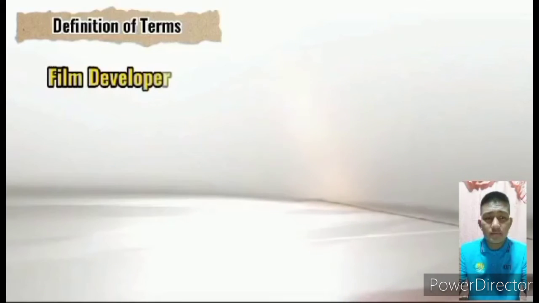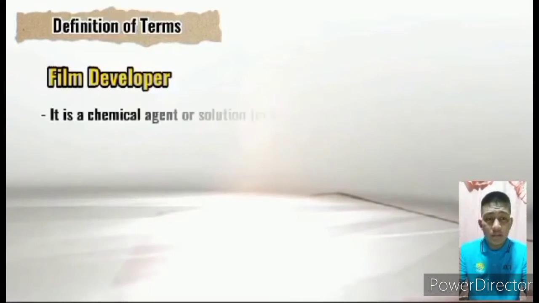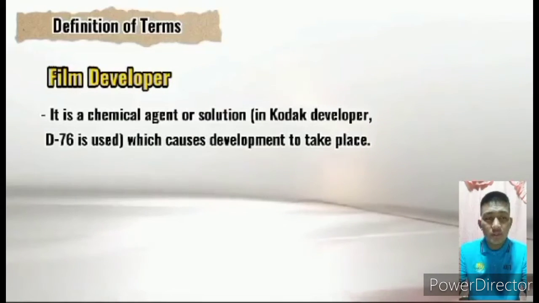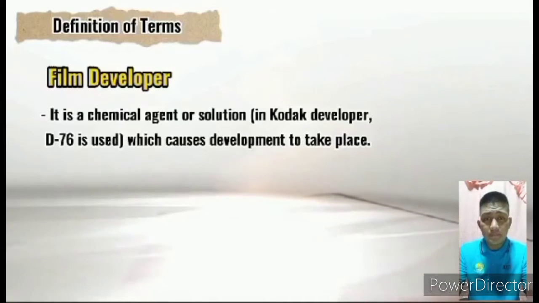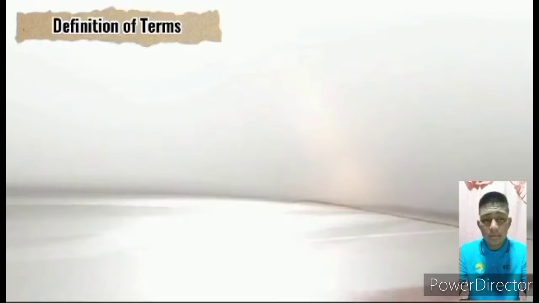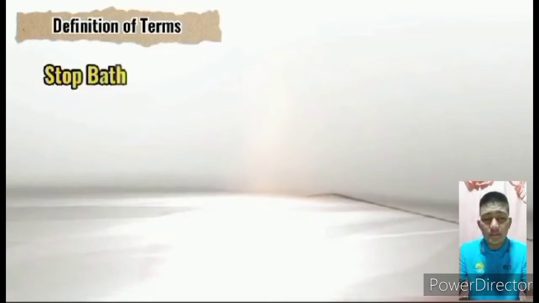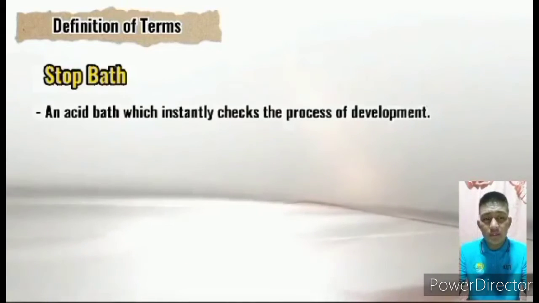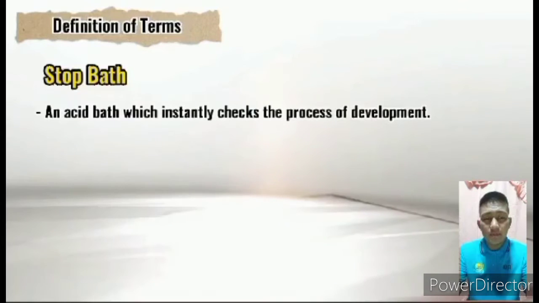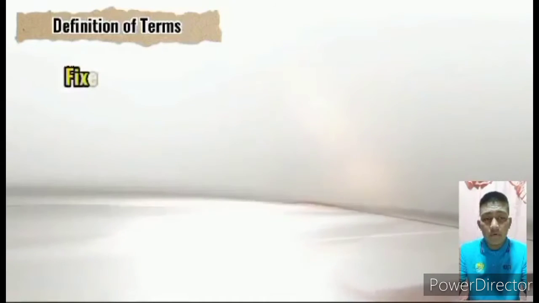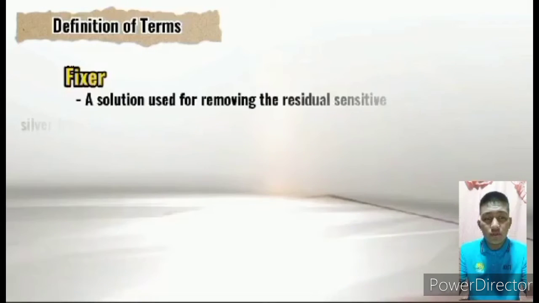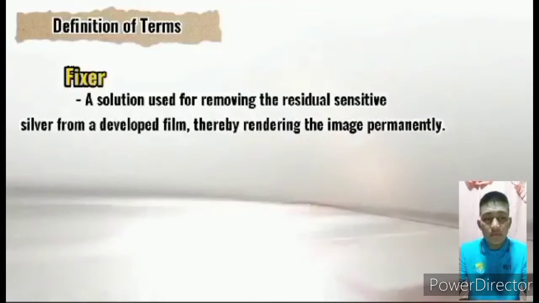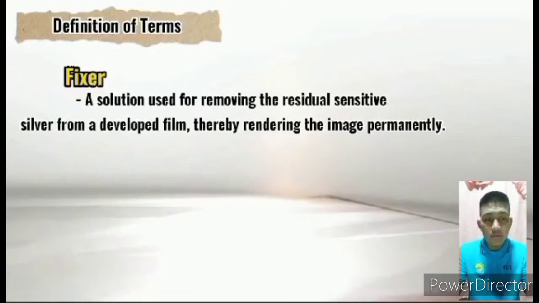Film developer. It is the chemical agent in solution, such as Kodak developer D76, used which causes development to take place. Stop bath: an acid bath which checks the process of development. Fixer: a solution used for removing the residual sensitive silver in the developed film, thereby rendering the image permanent.